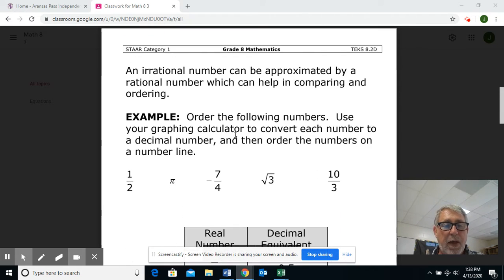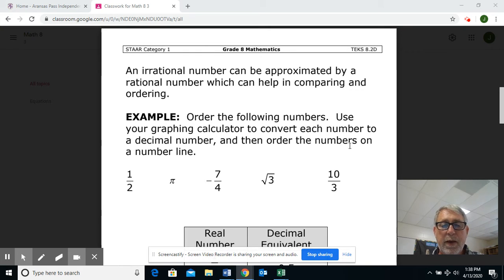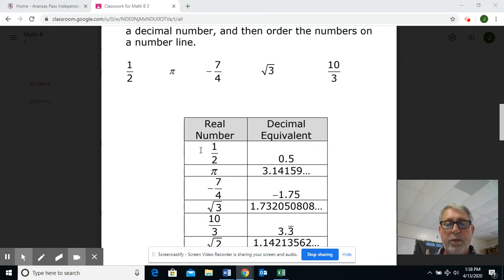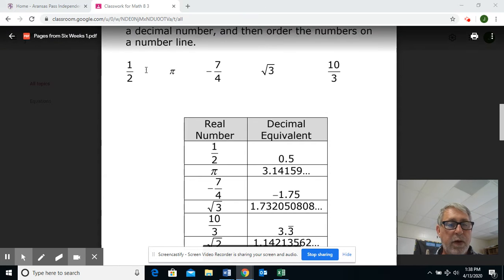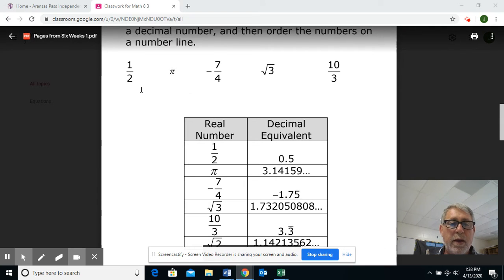But let's take a look. You just want to order the following numbers. Use your graphing calculator to convert each number to a decimal number, and then order the numbers on a number line. I did a little video at the end. There's another video that shows you how to do this on your calculator, so I'm not going to do that right now, but this is what we would do. We would take all these different numbers and convert them to a decimal. It's much easier for us to do it that way.